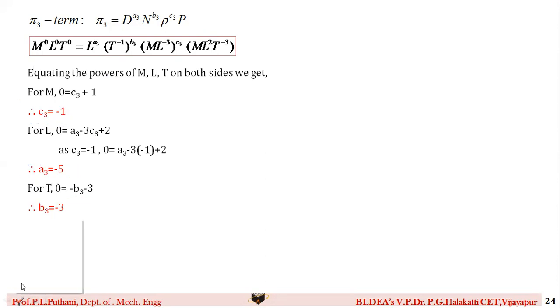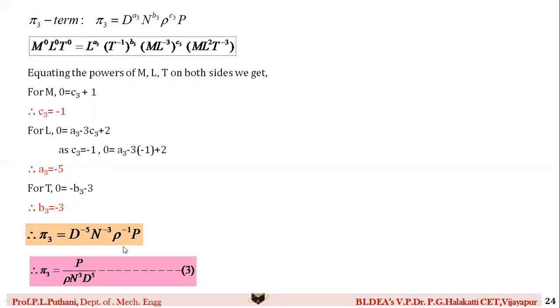Let us see what is the resulting pi 3 term we get here. Pi 3 is equal to d to the power of minus 5, n to the power of minus 3, rho to the power of minus 1 into p, or pi 3 is equal to p by rho n cube d to the power of 5. This is my third pi 3 term.